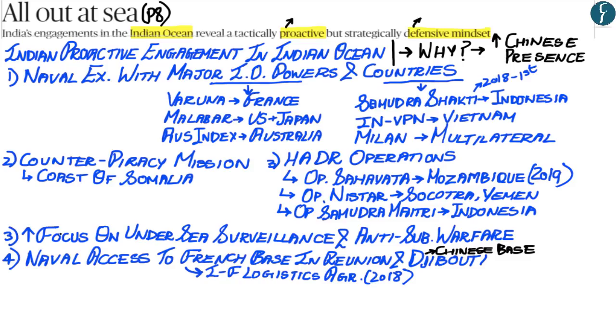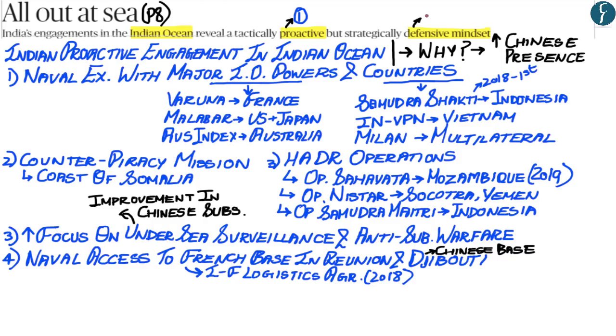Similarly, one of the main reasons the Indian Navy has increased its focus on undersea surveillance and anti-submarine warfare is the improvement in technology of the Chinese Navy in the movement of submarines under the ocean. So hopefully, up till here, you understood the first part of this editorial on how India has improved its proactive engagement within the Indian Ocean.